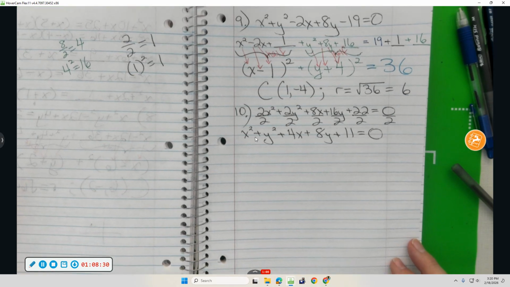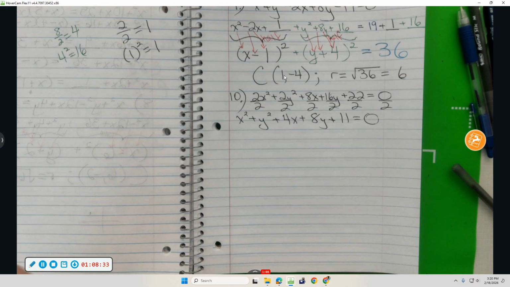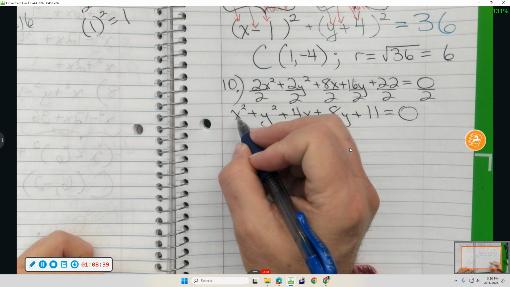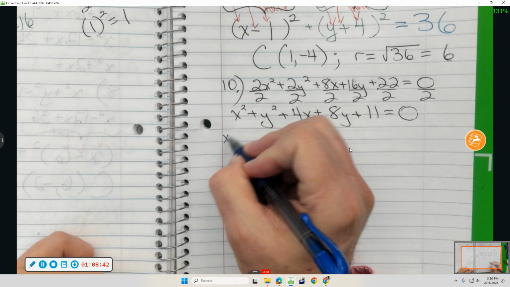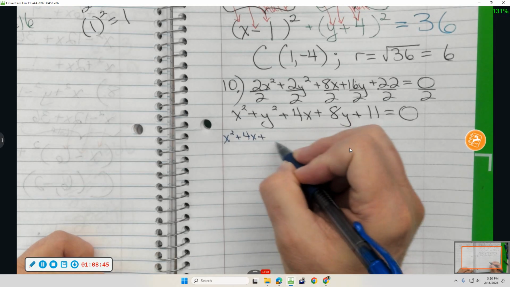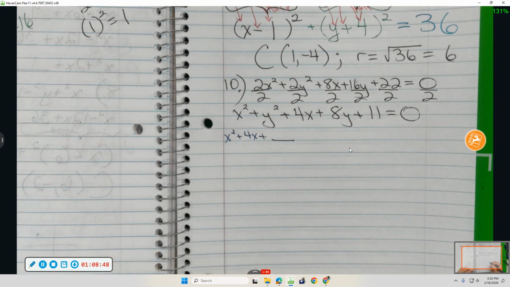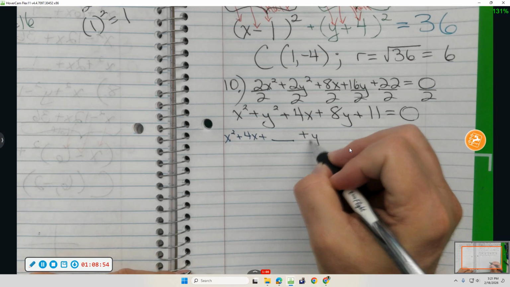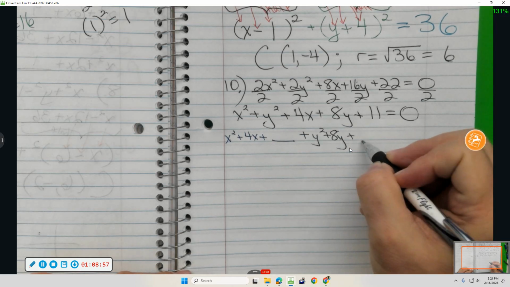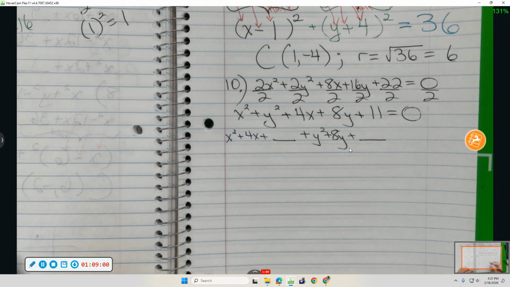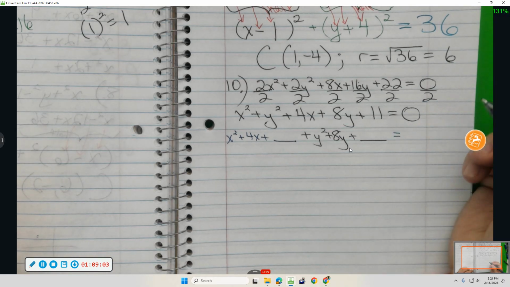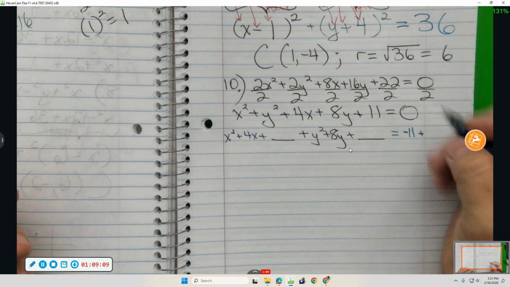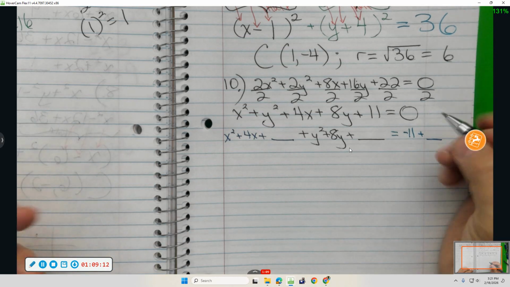So now we just start doing this. Group the x terms together. Go ahead and zoom back in. We have an x squared plus 4x plus, skip some space, the y squared plus 8y plus, skip some space. And on the right hand side, what will we have? That negative 11, good. And I'm going to have a blue blank and a black blank.